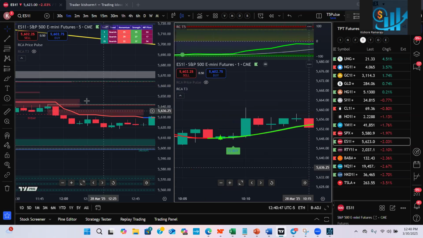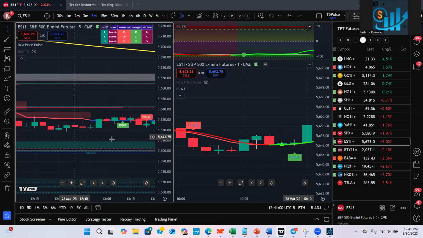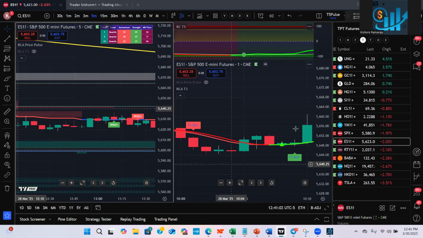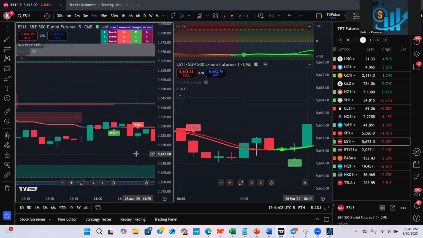But for your higher time frame, we use price pulse as our main direction, our main guide in the 5 minutes. In the lower time frame, you should take the trades in the same direction. If your 5 minutes is in the buy, you should only take the buy signals in the 1 minute time frame. So that is one more way you can do prop firm trading.